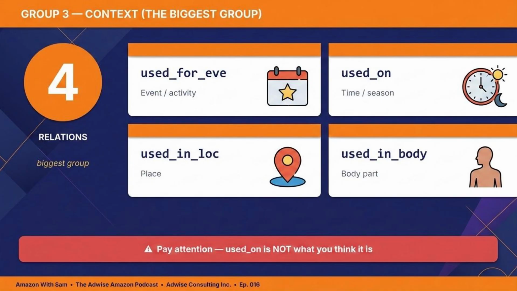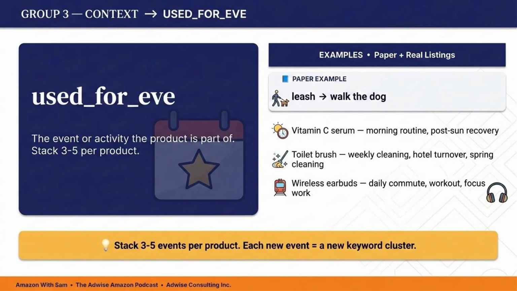The situation the product fits into: activities, occasions, routines. Used for event, the event or activity your product is part of. The paper's example: a leash is used for event, walk the dog. That's the activity. Vitamin C serum used for event: morning skincare routine, post-sun recovery. Toilet brush used for event: weekly bathroom cleaning, hotel turnover, spring cleaning. Stack these. One event is the standard mistake. Three is the baseline. Five plus is where the magic happens. Every additional event you name is a new keyword cluster you become eligible to rank for. Free traffic.